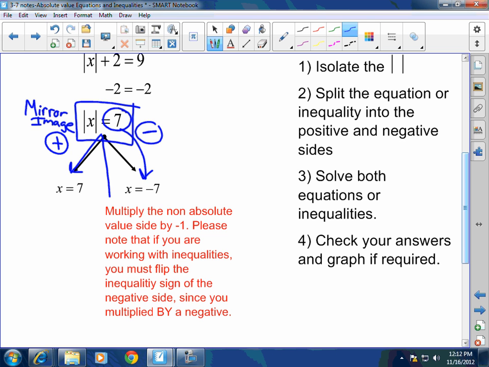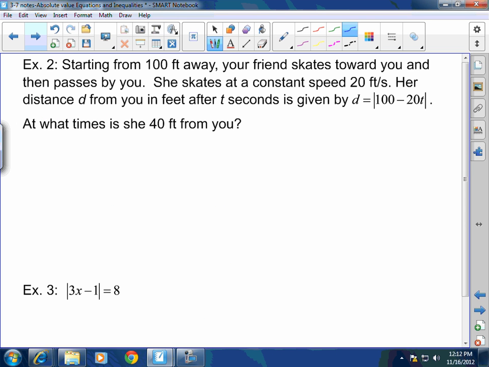Okay? In fact, let's go ahead. Let's start jogging. Check it out. Starting from 100 feet away, your friend skates towards you and then passes by you. She skates at a constant speed of 20 feet per second. Her distance d from you in feet after t seconds is given by the equation d equals absolute value of 100 minus 20t. I want to know at what times is she 40 feet from you.